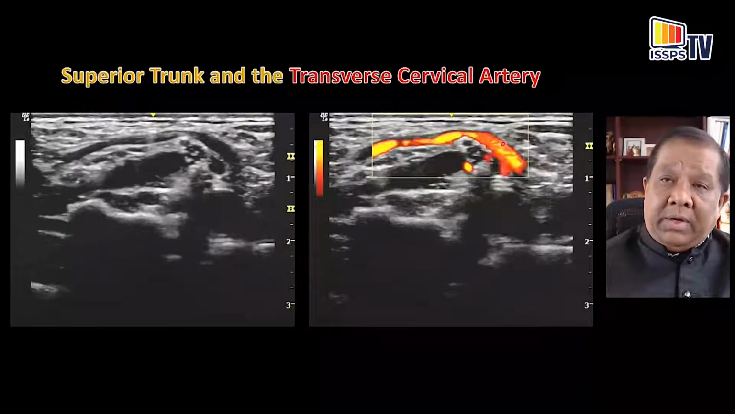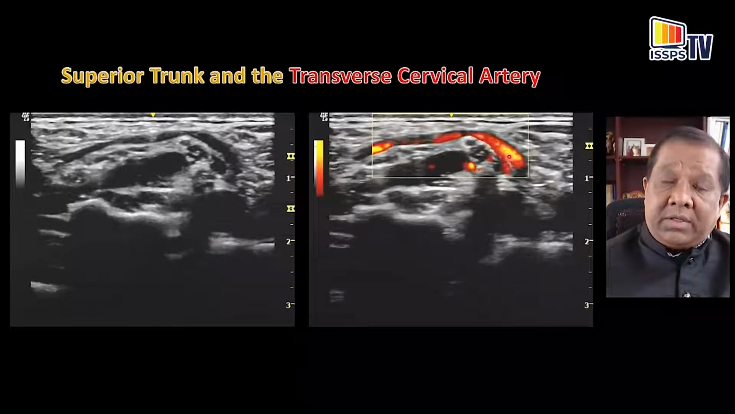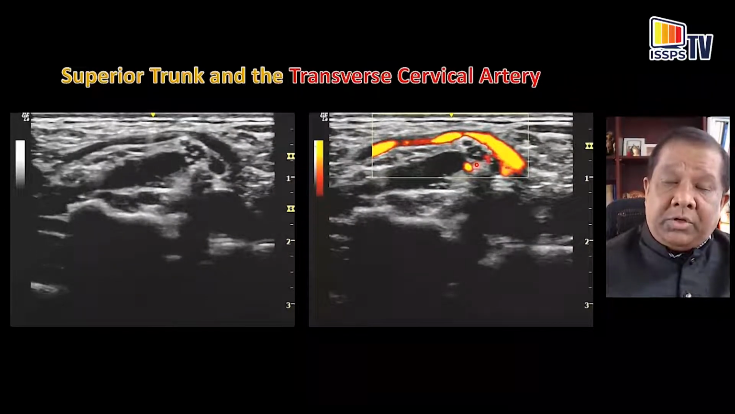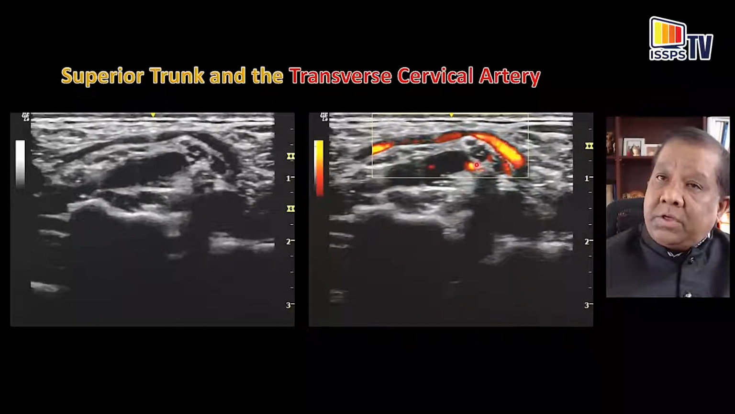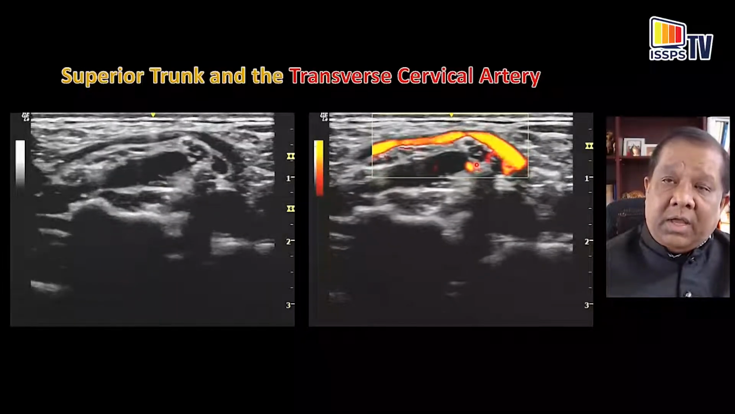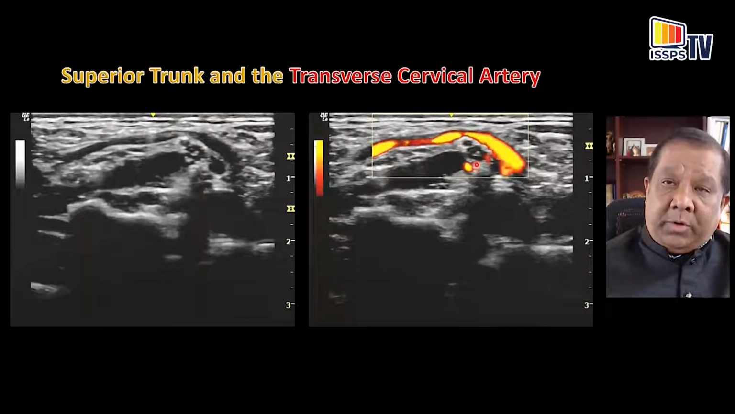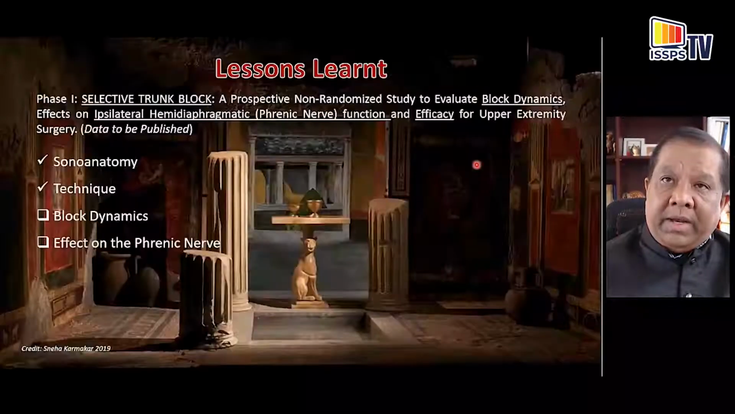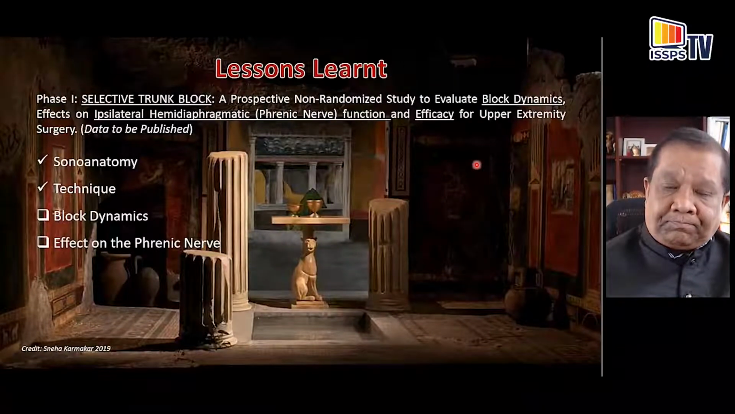So we believe it is imperative to identify this artery so that you don't inadvertently puncture this artery or inject intra-arterially, especially if it is within the interscalene groove, and then perform the superior trunk block or the SeTB slightly above or below the plane at which the artery is located.